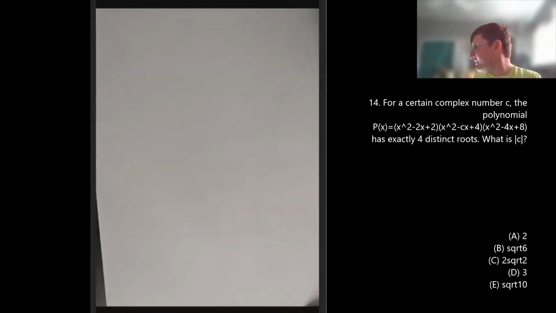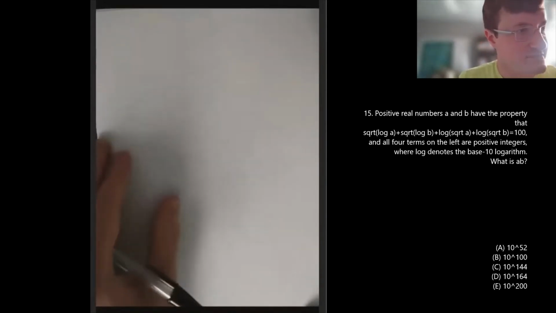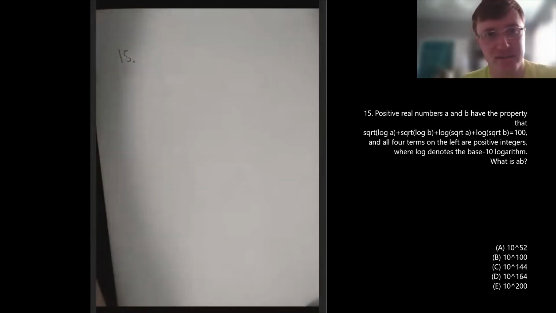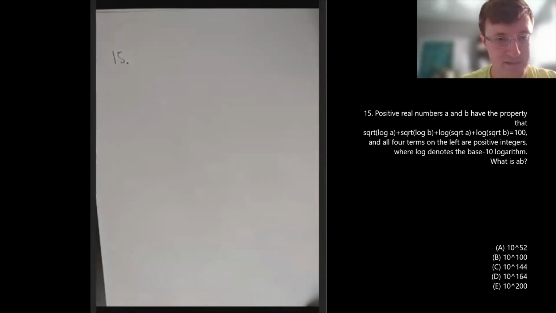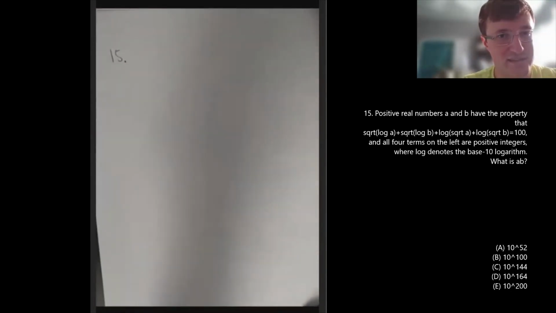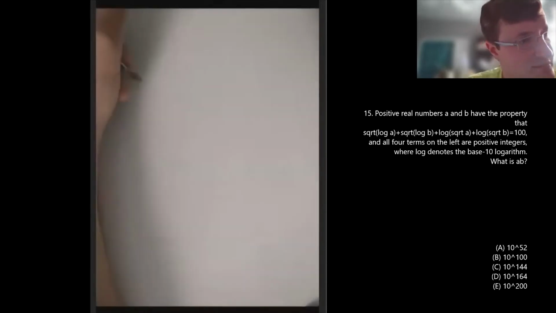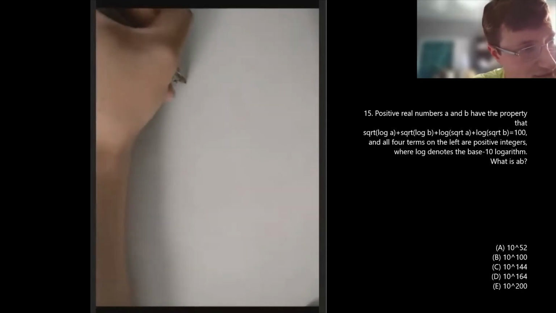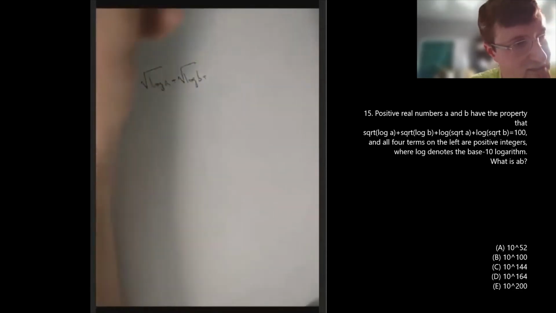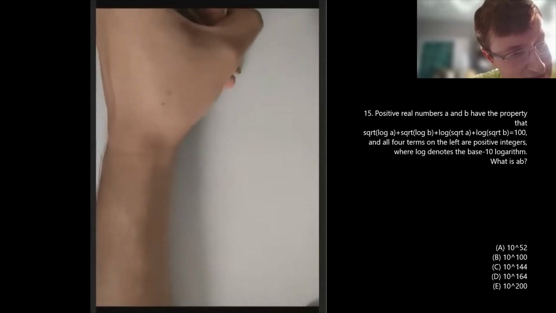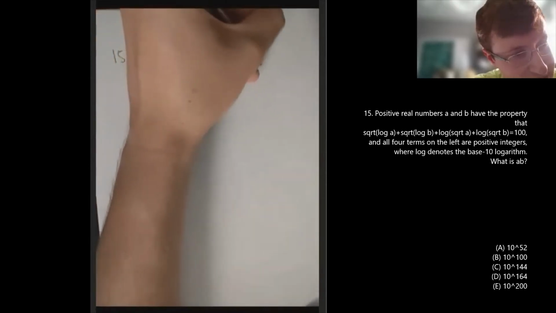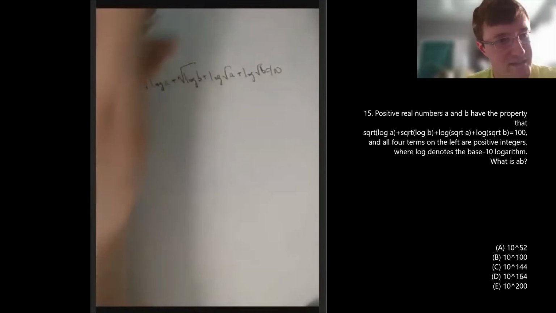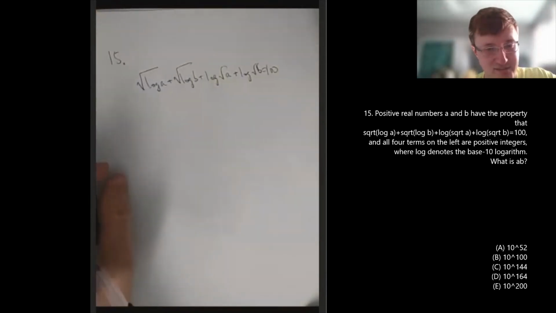Okay, more crazy logs in this next problem. Okay, root log a plus root log b plus log root a plus log root b equals 100. Okay, this is a weird equation. And all 4 terms on the left are positive integers, and log is the base 10 log.